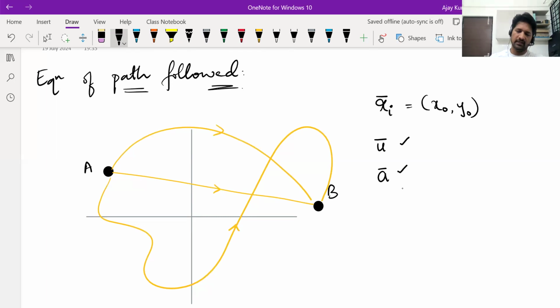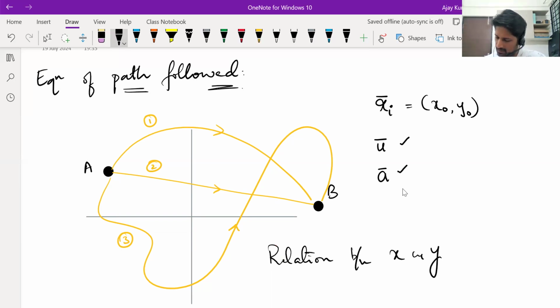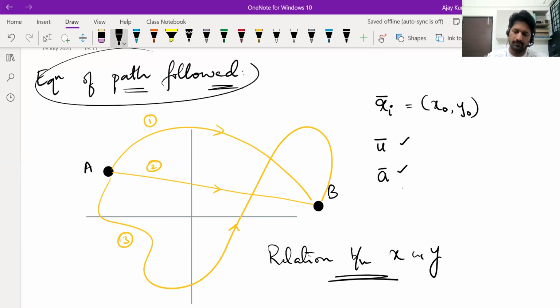Remember that any path followed, be it this first path or this second path or this third path, effectively it's a graph on the xy plane. You need to derive an equation which represents that graph, which represents that shape. And the equation of a graph on the xy plane is basically a relation between x and y. So what we are looking for is a relation between the x coordinate and y coordinate of the particle. That is what we mean by equation of path followed.